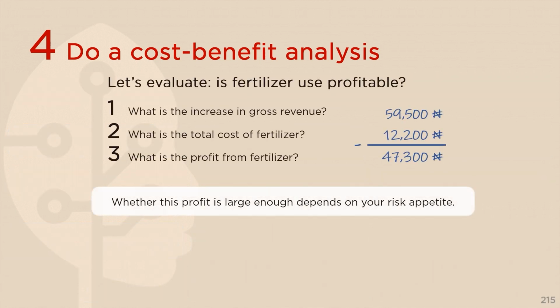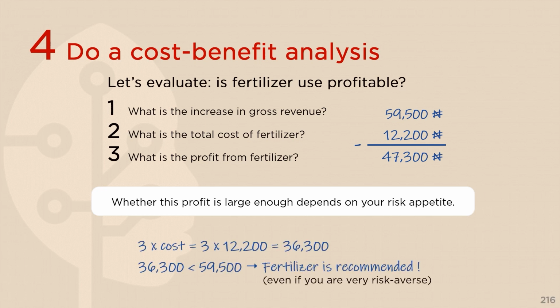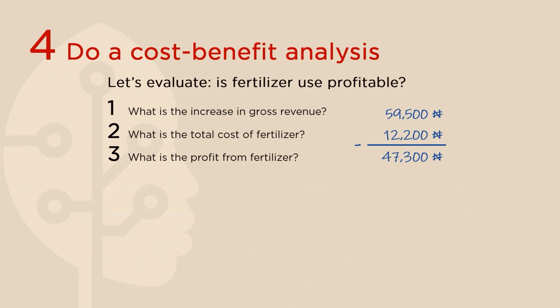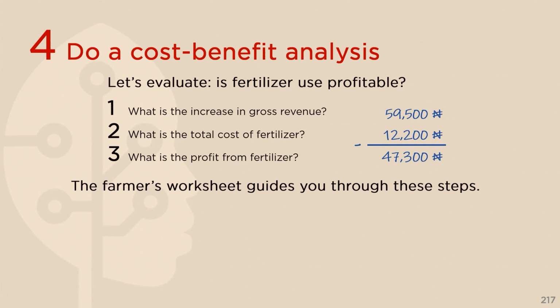Let's go back to our example. 3 times the cost is 3 times 12,200 or 36,600. This is still smaller than 59,500. So fertilizer use is recommended even if you are very risk averse. The farmer's worksheet guides you through this calculation as well.